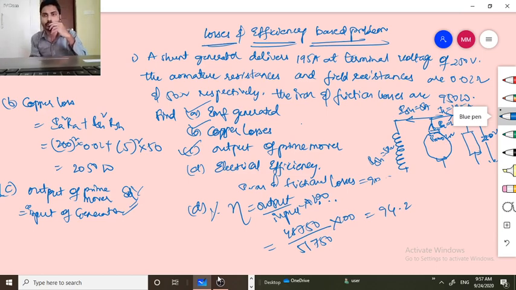Yes, 94.2 efficiency. In this way we'll calculate this kind of losses and efficiency based problems of the generator. So I hope you understood this. Okay, thank you. So these are the problems based on the generator. Now we'll see problems on the motor.